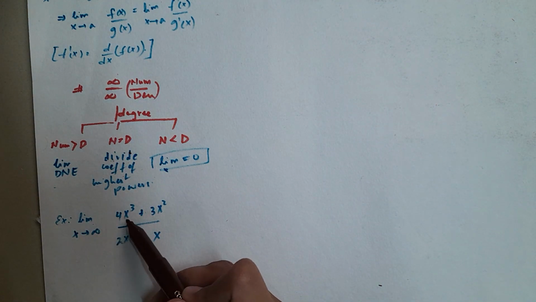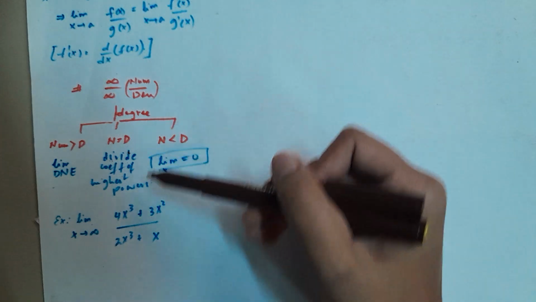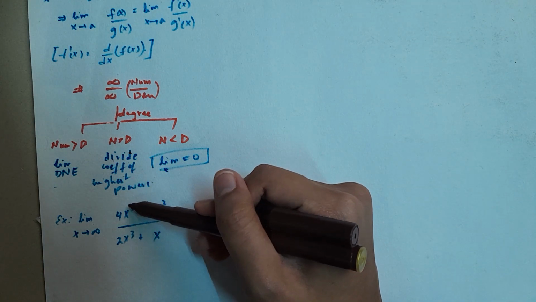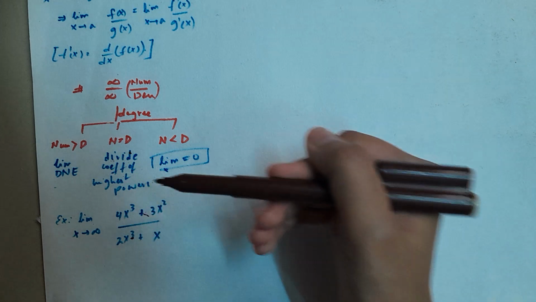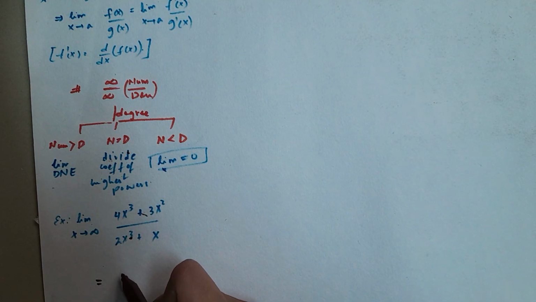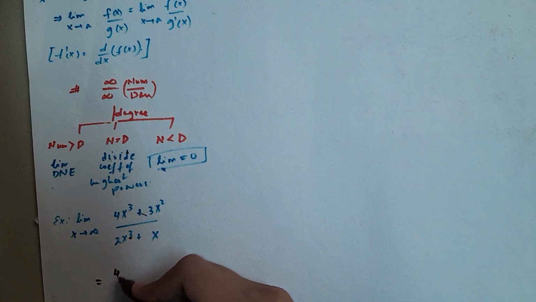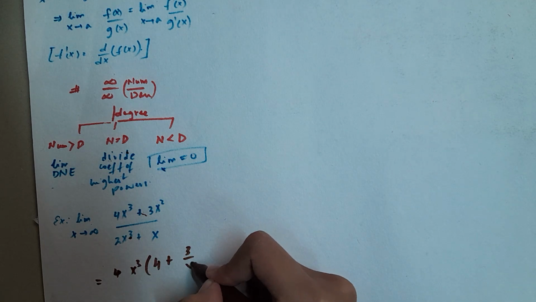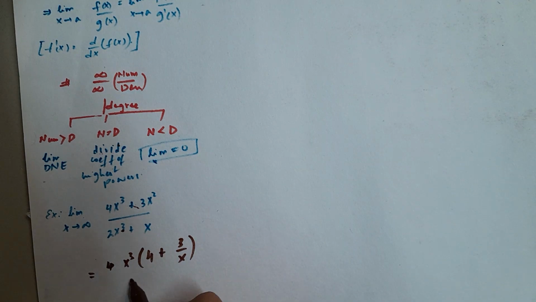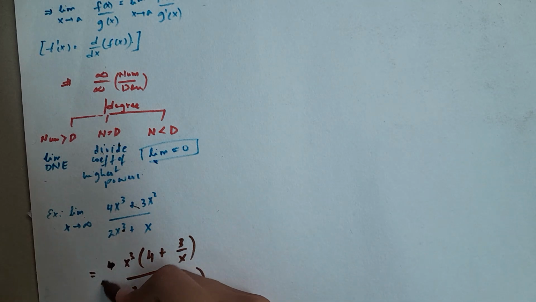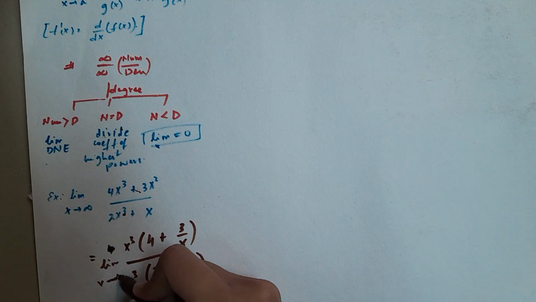So if you put the infinity value, obviously it's going to be an infinity by infinity form. And we can see that the degree of the numerator is 3 and so is the degree of the denominator, same. So what we're going to do is take the highest power common. x cube times 4 plus 3 by x. So I've taken x cube common, divided by, again I take x cube common, times 2 plus 1 by x squared. The limit as x approaches infinity.